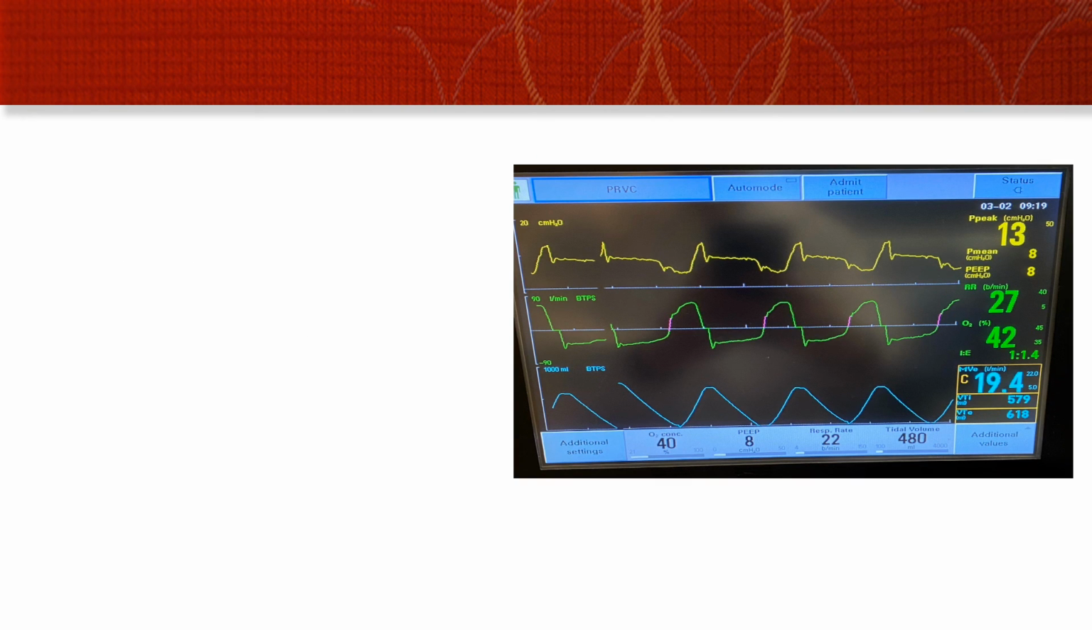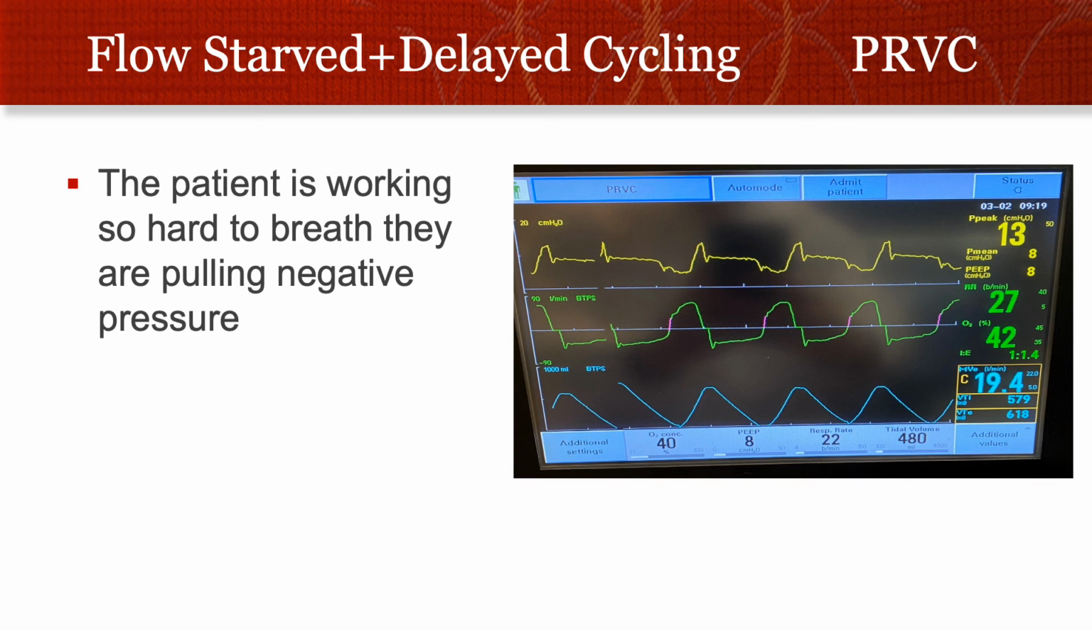Here's another example where we have a PRVC, or a pressure-delivered breath, but where the pressure-delivered breath should look square, it's not at all. It's in fact pulling negative below the PEEP and then popping positive at the tail end of the breath. This is a situation where they are pulling so hard to breathe, they're pulling a negative pressure below the PEEP, and then at the tail end of the breath, they're trying to end the breath before the inspiratory time was hit, so this is likely also a delayed cycling. Your I time is too long, and they're working too hard to breathe.